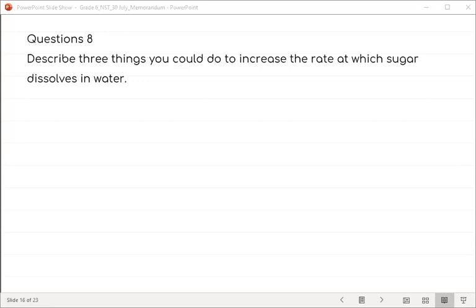Do we use big size grains or smaller ones? And then she actually says temperature, size, and the rate of stirring. Okay, guys, if you're gonna mention grain size, you must say we should use fine sugar or huge grains of sugar. Because remember, question 8 is describe 3 things you could do to increase the rate at which sugar dissolves in water.